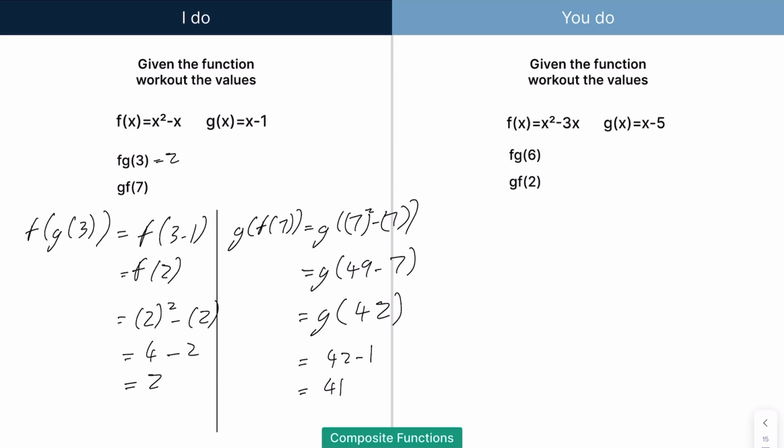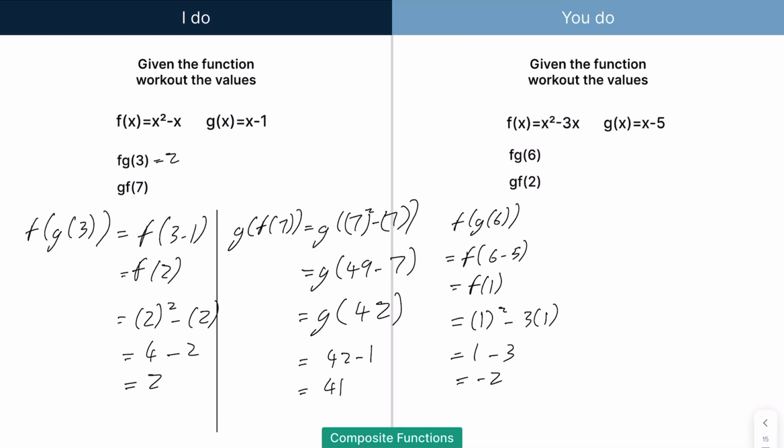So again, hopefully you've pressed pause and had a go at that example on the right. So with the first one, we have f of g of 6. So I can write that as, well, we're just going to put 6 into the function g, so that would be 6 minus 5, which is just f of 1. And now, if I look at the f function, I'm just going to put a 1 in for x. Take away 3 bracket 1, which is just 1 minus 3, which is minus 2.